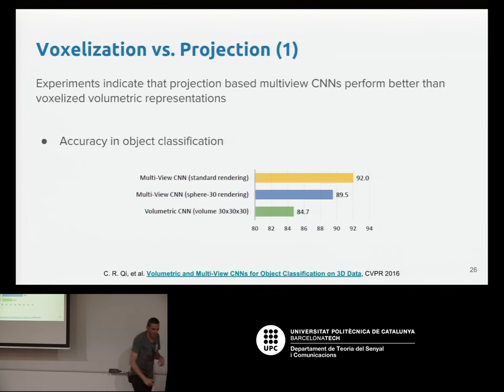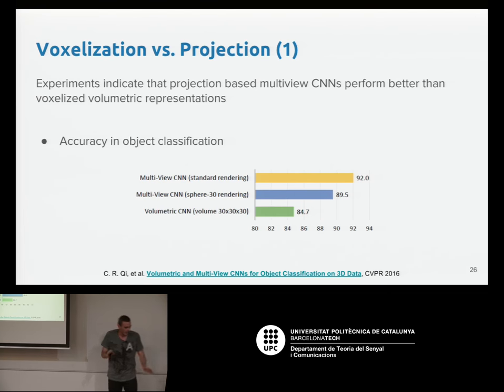So now, what I was talking about: experiments indicate that this multi-view projection is somehow better than voxelizing the 3D point cloud. Okay. For instance, they did some experiments, and the accuracy in object classification for the multi-view networks was somehow better than the voxelized one, the volumetric ones. Okay. I mean, people say that doing this multi-view captures better this rotation invariance of 3D point clouds.